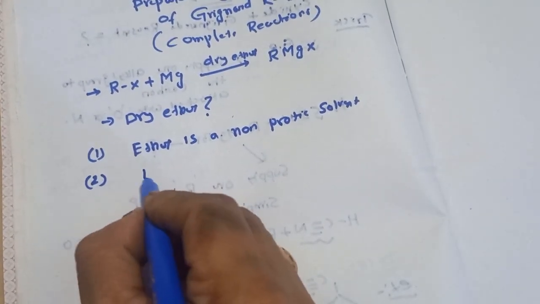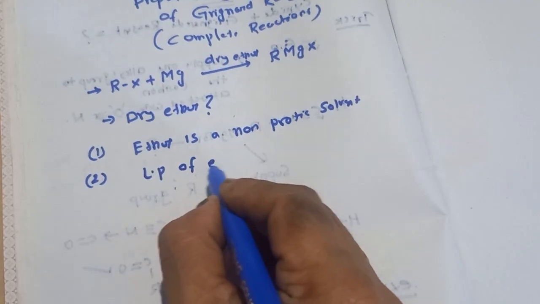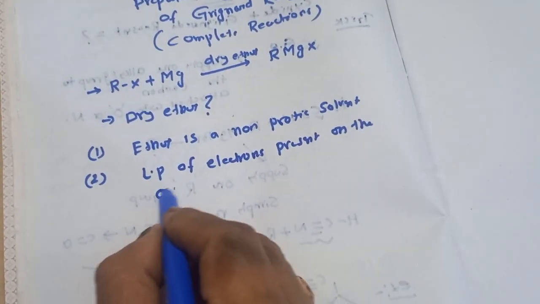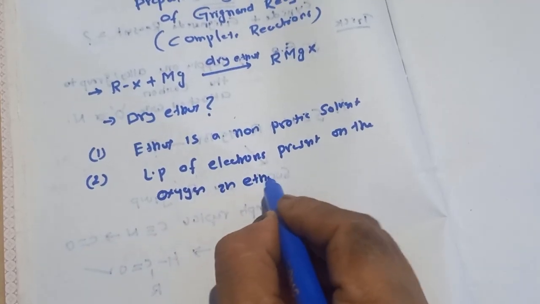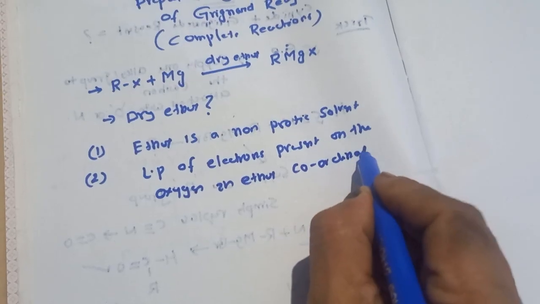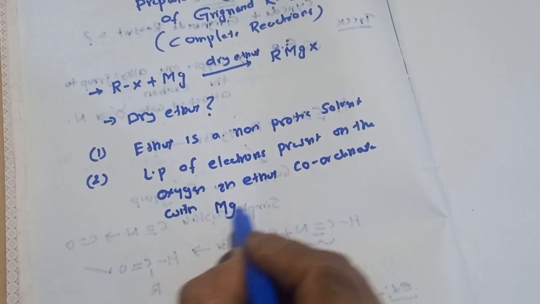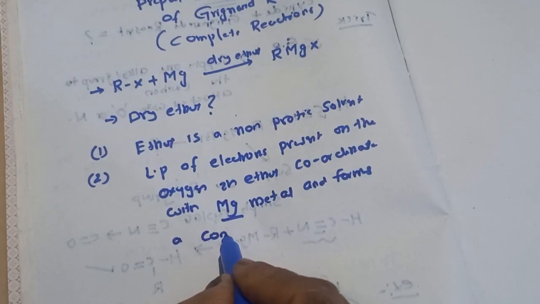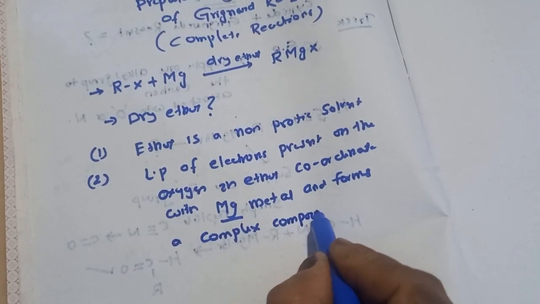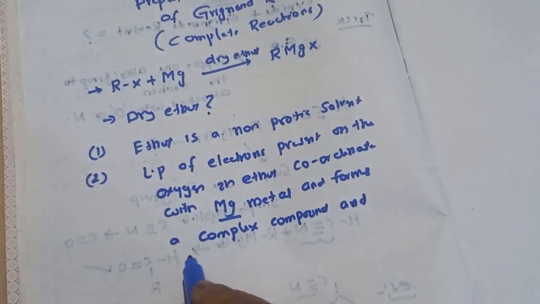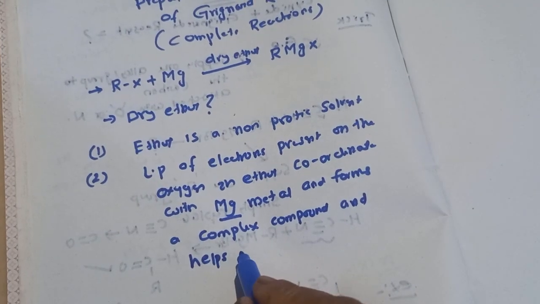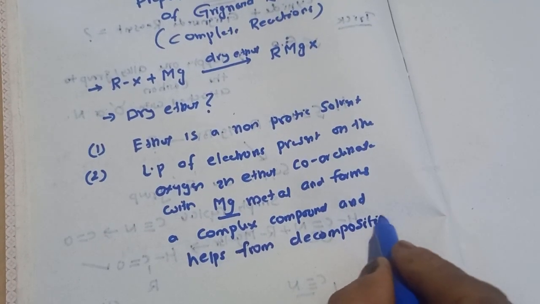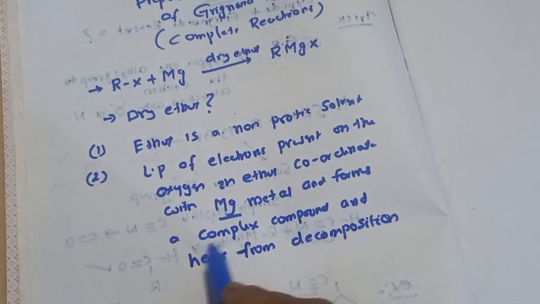Second, the lone pair of electrons present on the oxygen in ether coordinate with magnesium metal and form a complex compound and help from decomposition. Here the stable complex is formed.